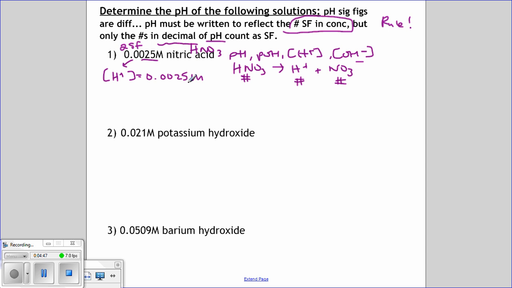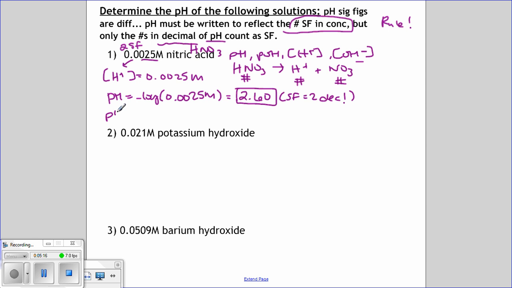And that's why we automatically assume the concentration of H+ is equal to the concentration of the strong acid. To get the pH, you just take the negative log of the H+ number, 0.0025 molar, and that gives you 2.60. The sig figs are equal to 2 decimals here. That's that weird rule, but this is our answer because we have 2 decimals.